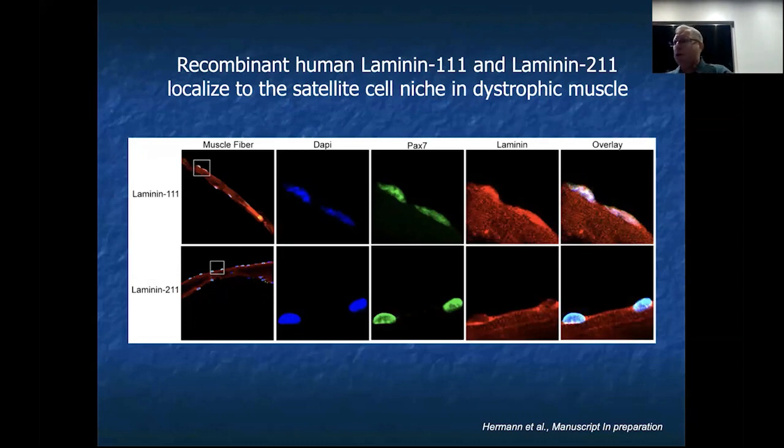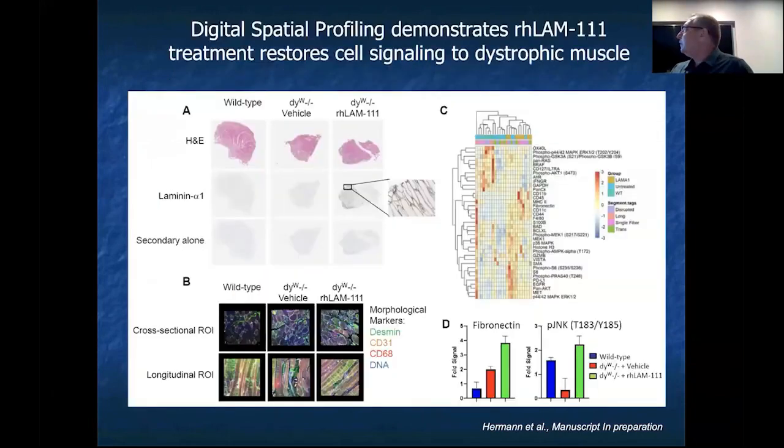And the other thing could be a structural component, that 211 tends to be a lot stronger in its interactions with the matrix, and 111 may be a little bit more labile. It might be a little bit more for mobility of cells more than necessarily the structural component. That's why it's a stronger structural protein. It's like reinforcing your concrete, right? It's a reinforcing component.